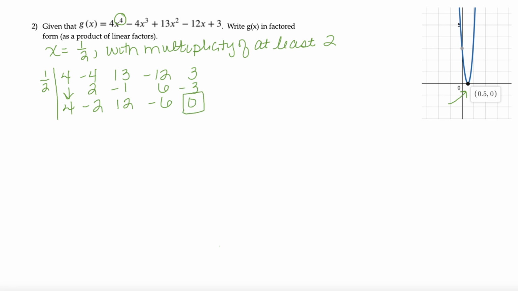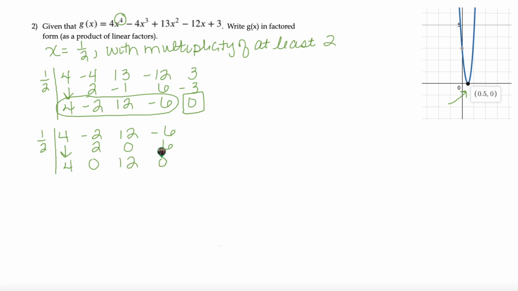Let's do this one more time, because we know since it dips down and touches the graph that it has to have a multiplicity that is an even value. Let's try 1/2 again, so see if we can get another reduced polynomial, picking up where we left off. 4, -2, 12, and -6, always bring down the first term. Half of 4 is 2. So when we add, we have 0. Half of 0 is still 0. We have 12. Half of 12 is 6. Look at that. Comes out evenly.